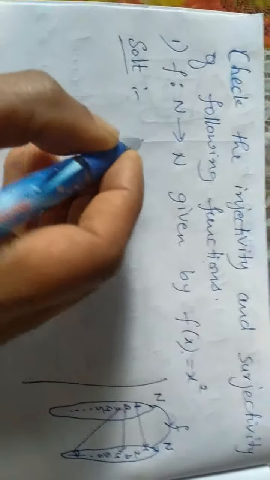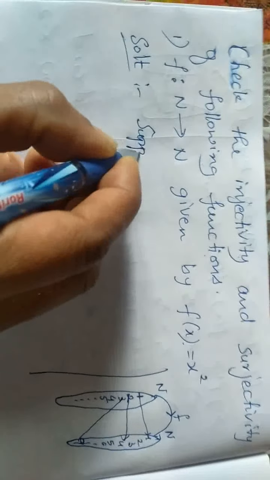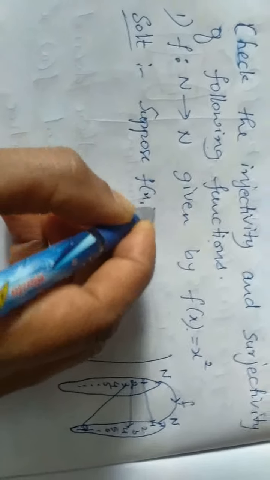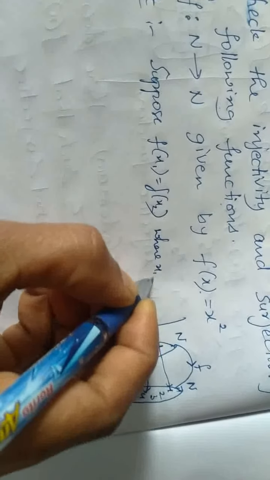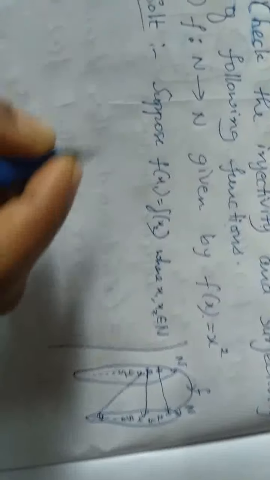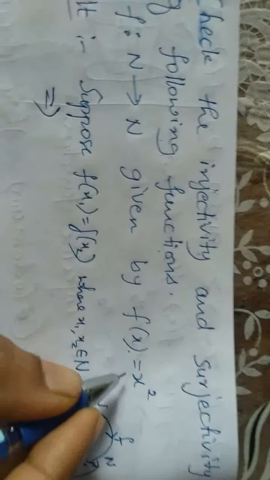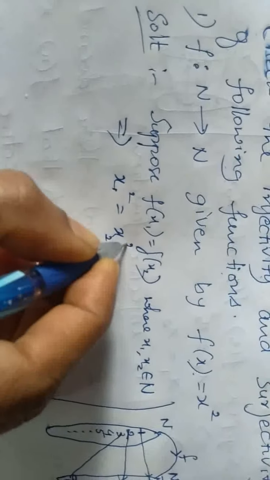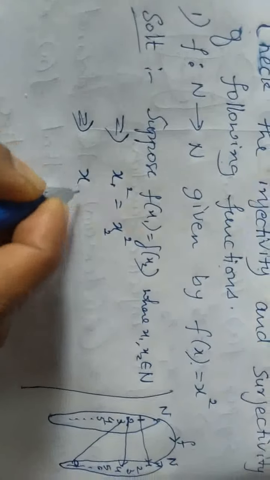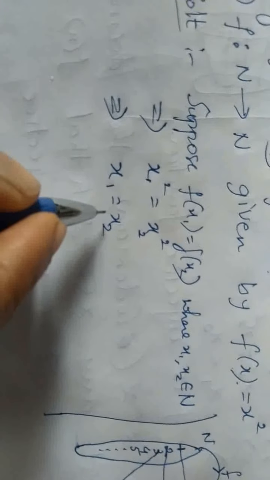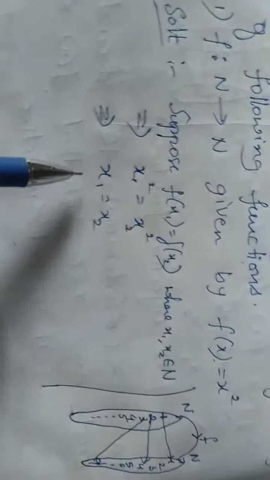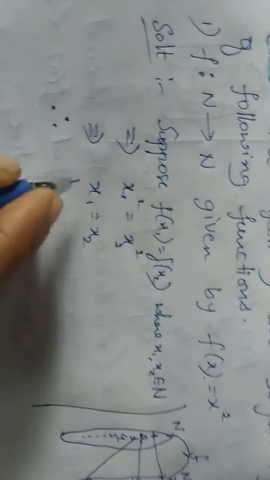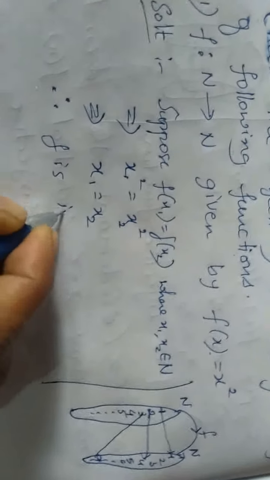Write the solution generally. Suppose f of x1 is equal to f of x2, where x1, x2 belong to N, means your domain, implies, given that f of x is equal to x square, f of x1 is x1 square, f of x2 is x2 square. Now, taking square root on both sides, you will get x1 is equal to x2. Here it is not possible that x1 is equal to plus or minus x2 because this is the set of natural numbers only. Therefore, x1 is equal to x2. Therefore, f is injective.